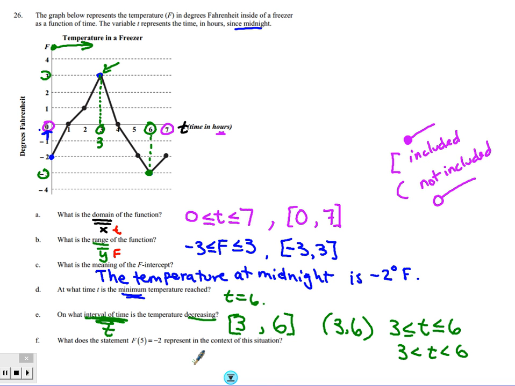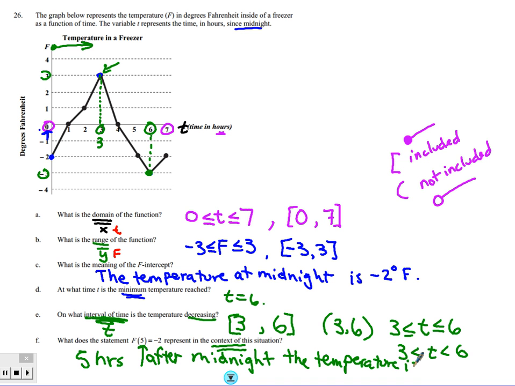All right. Last thing, what does the statement f of 5 equals -2 represent in the context of the problem? And this one we have to make sure we're writing words and explaining in the story. That's what that's saying, in the story. So 5, that means after 5 hours, let's say 5 hours after midnight, so 5 hours after midnight, the temperature is -2 degrees Fahrenheit. Sorry, I should have used a different color.